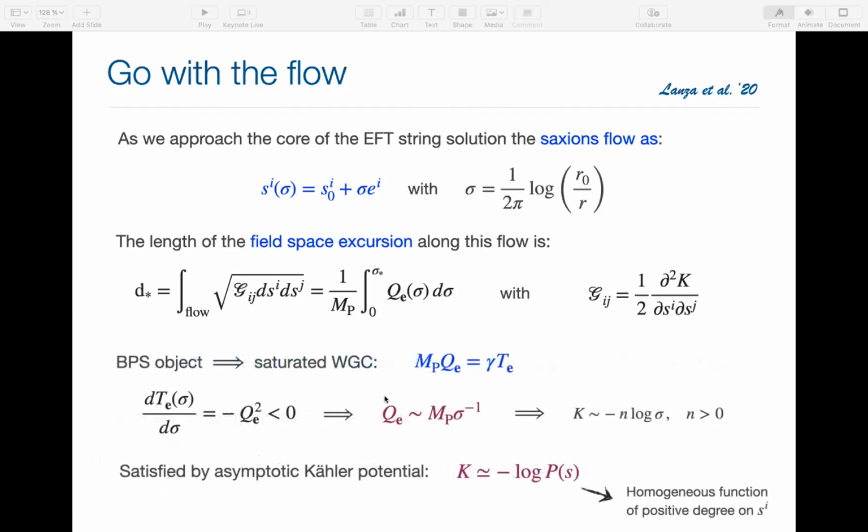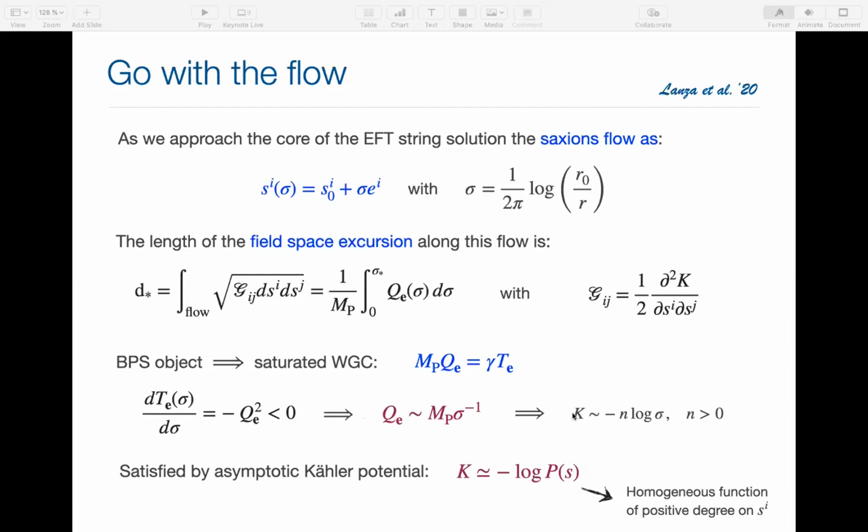Now, if I assume that the weak gravity conjecture is saturated for this string, as it should be, well, it is a BPS object after all, with some extremality factor gamma in here, then the only sensible solution is the one in which the charge decreases like this parameter sigma to the -1. And when I integrate it based on this definition, I'm going to get a Kähler potential that flows logarithmically toward this infinite distance point.